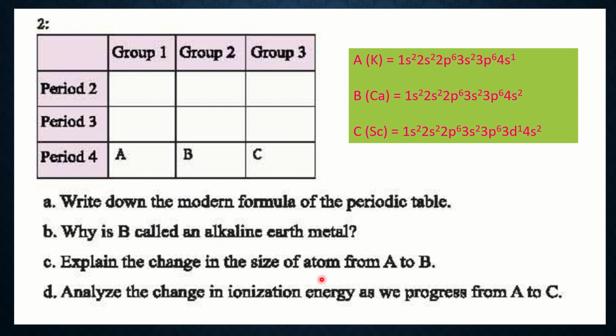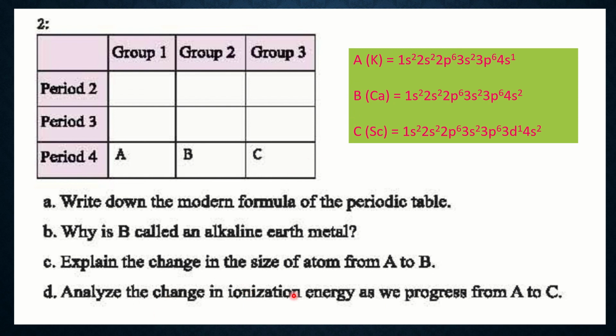Explain the change in the size of atom from A to B. The size of atom, A is potassium and B is calcium. You have to explain their size. We know from left to right, atomic size gradually decreases. Why? Because A and B both have 4 shells, but A has 19 electrons, 19 protons in the center, and B has 20 protons in the center. So the last shell is attracted by B more than A. So the atomic radius of calcium is less than the atomic radius of potassium.